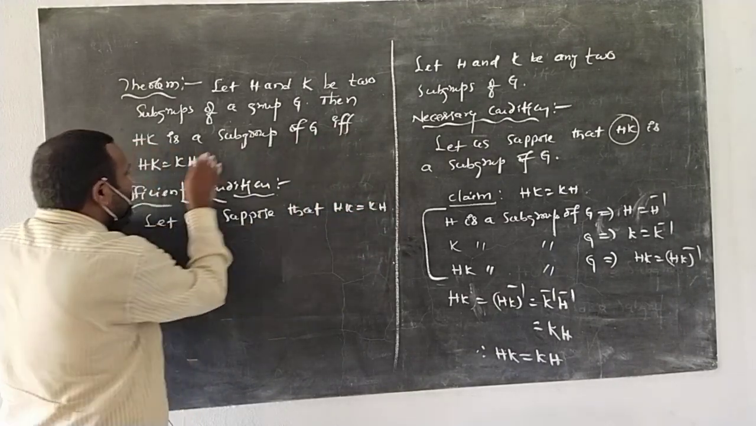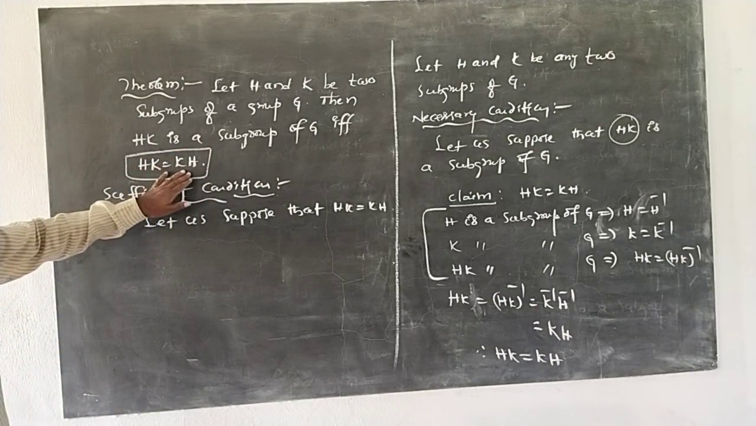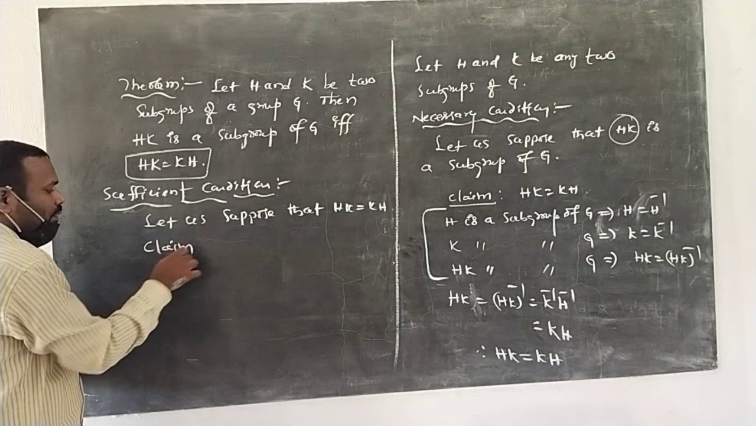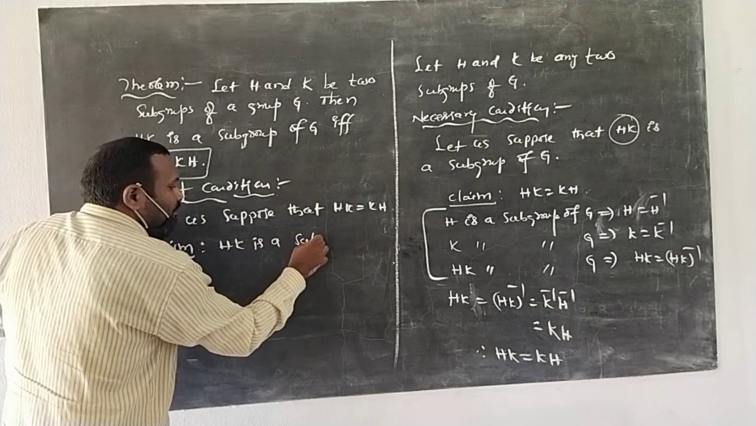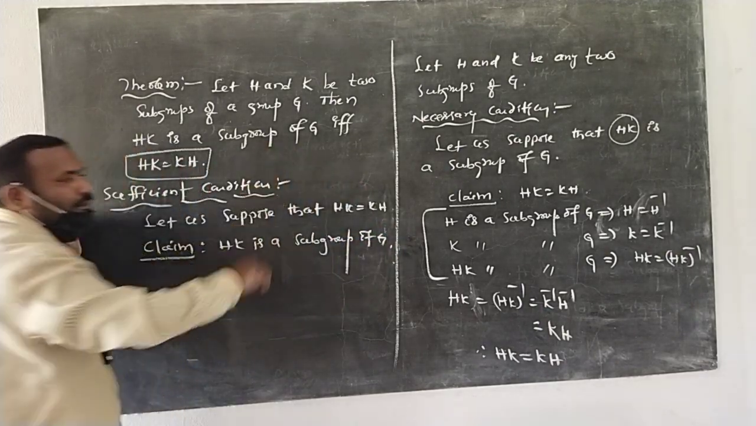After if and only if, we suppose this part. After if and only if is HK equal to KH. This is supposed. What is to be proved? HK is a subgroup of G. This is to be proved here.